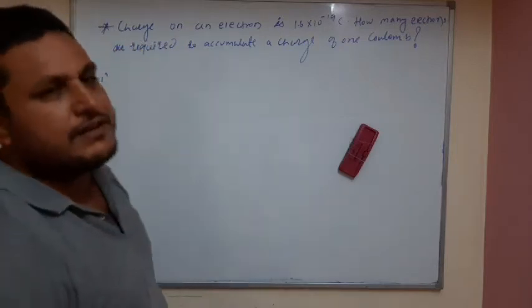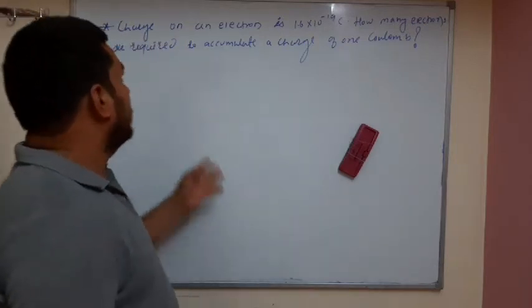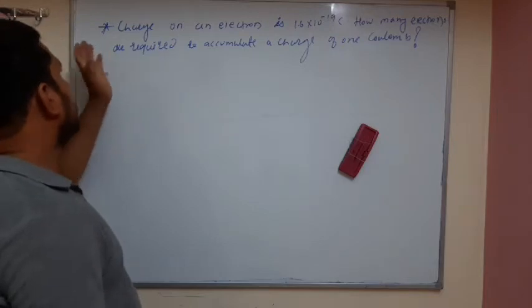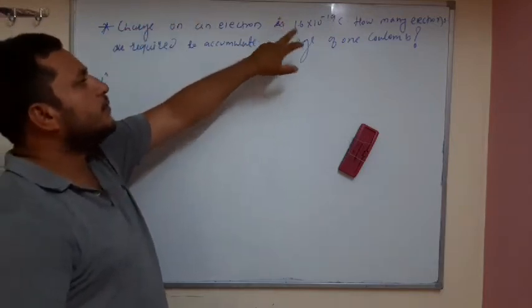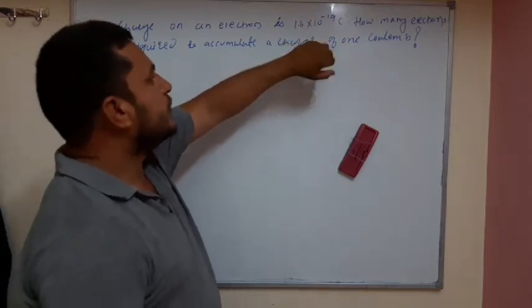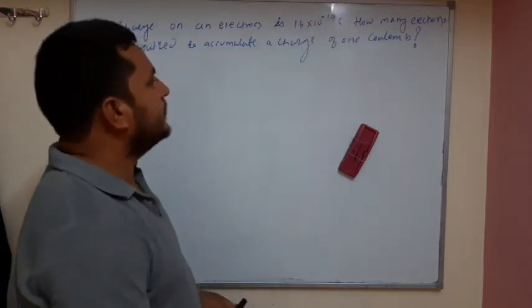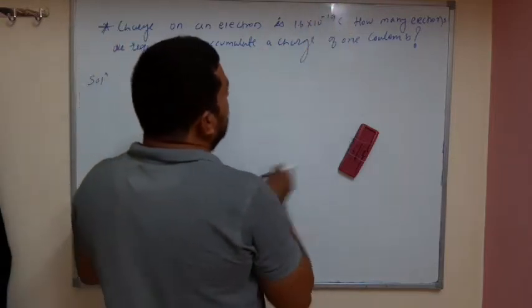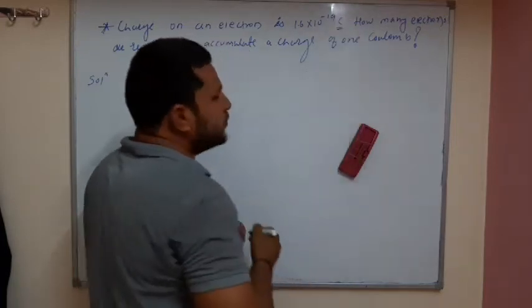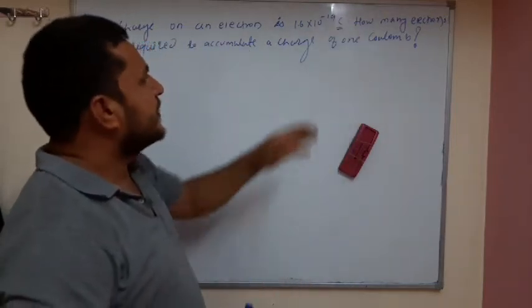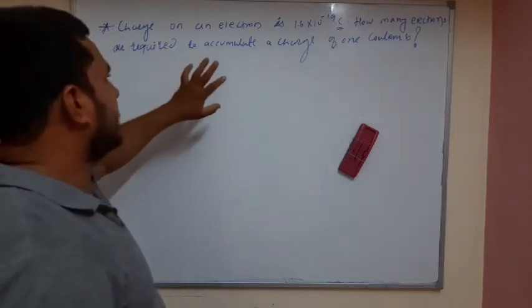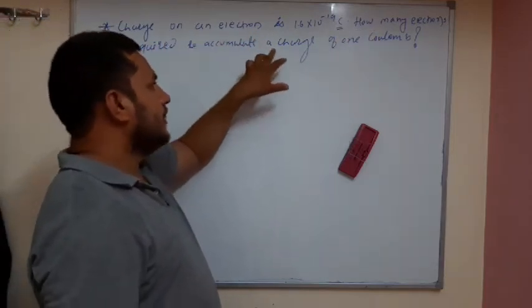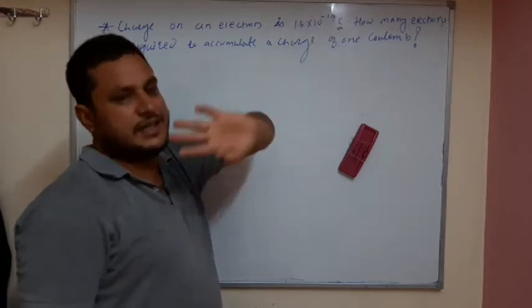So here we have a problem. You have seen here, the charge on an electron is 1.6 into 10 raised to minus 19 coulomb. Here C is used for indicating the charge. How many electrons are required to accumulate a charge of 1 coulomb?